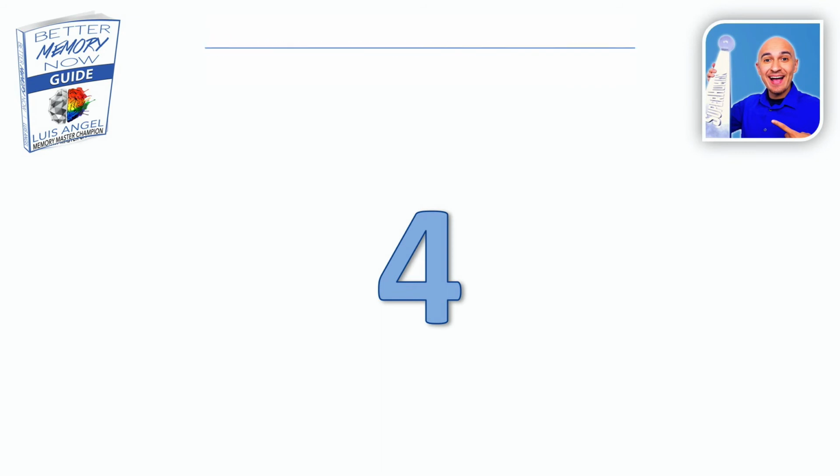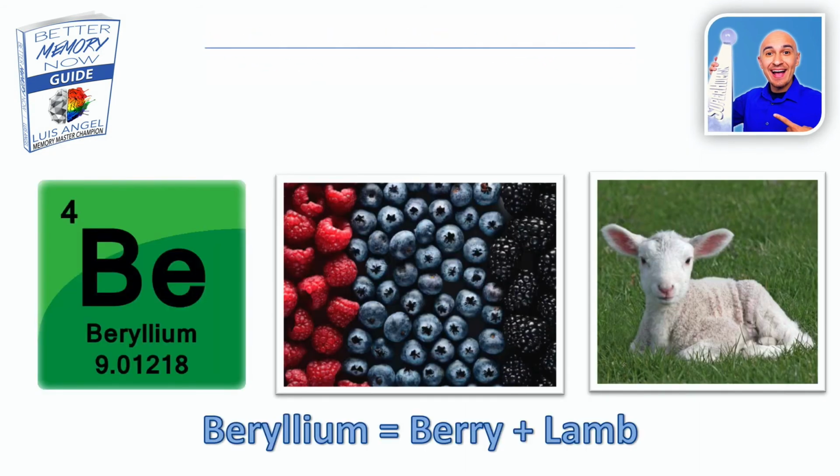Number 4, go to that 4th location. Or 2, if you were doing that advanced tip and you wanted to store 2 images per location, this would be on your 2nd location. So go to that 2nd image on that location. Or for the rest of us, go to your 4th location overall. And we see berries and a lamb on that location. So the element is beryllium.